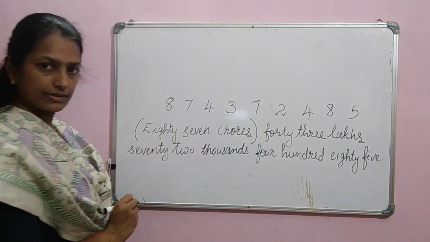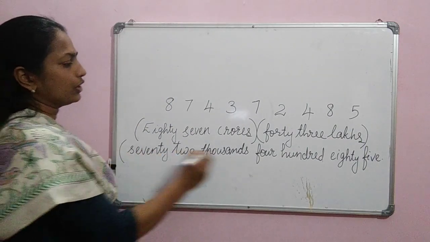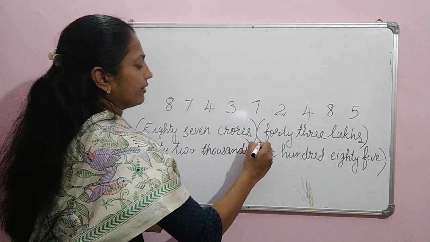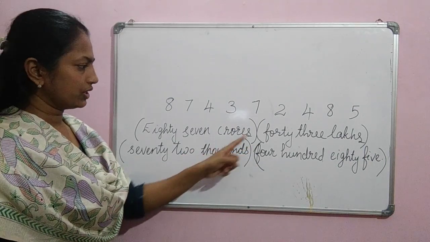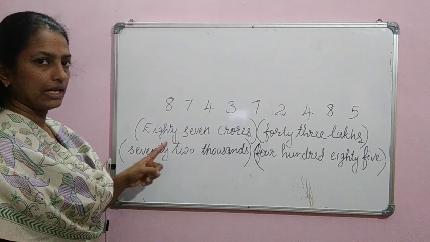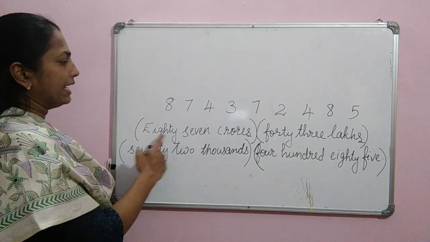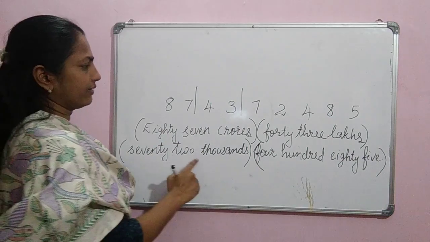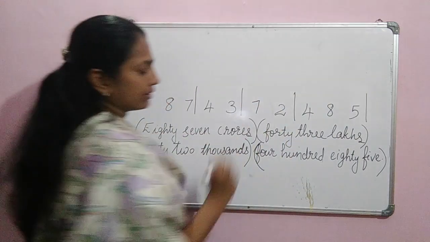87 crores, 43 lakhs, 72,485. Here I have grouped the digits into 4 different groups. According to these 4 groups, let's see how we group this numeral: 87 crores 43 lakhs 72,485 comes in this group.